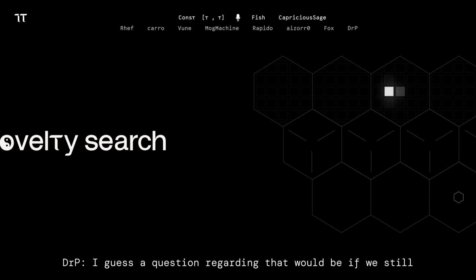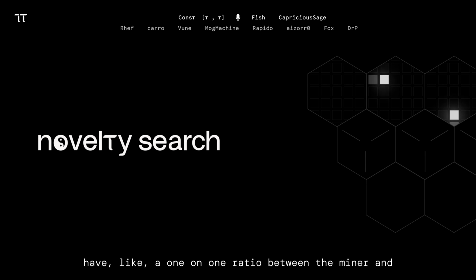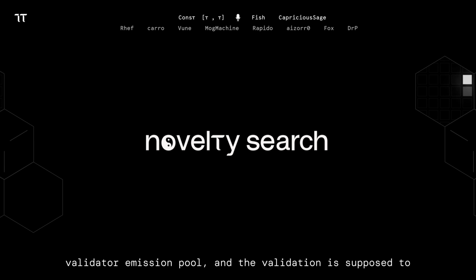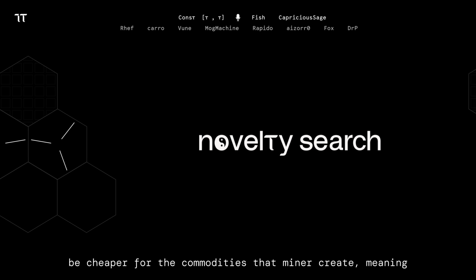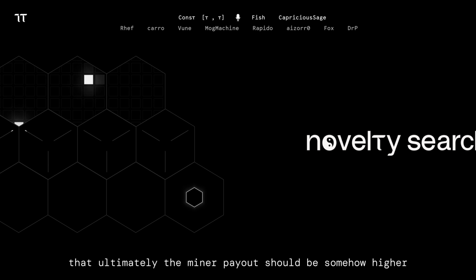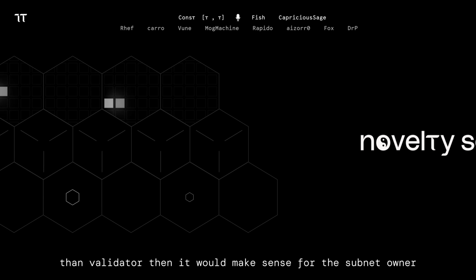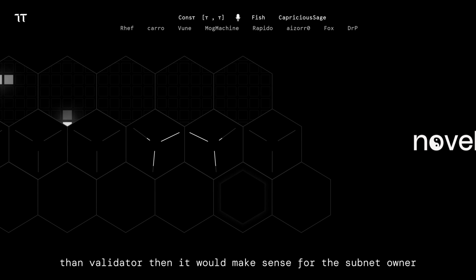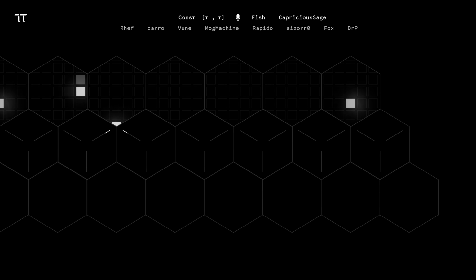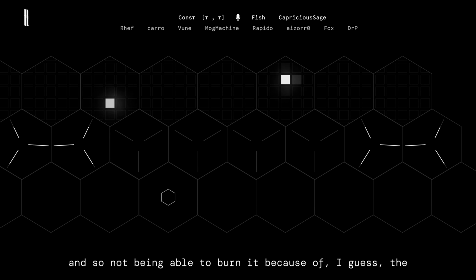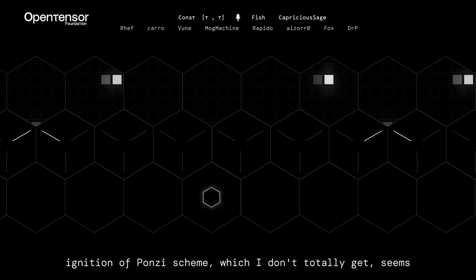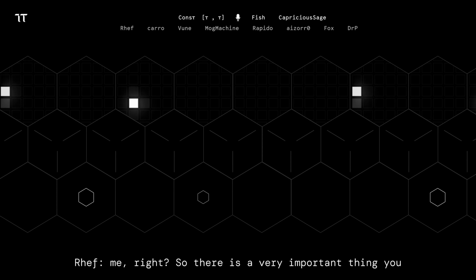I guess a question regarding that would be, if we still have a 1:1 ratio between the miner and validator emission pool, and the validation is supposed to be cheaper for the commodities that miners create, meaning that ultimately the miner payout should be somehow higher than validator, then it would make sense for the subnet owner to be able to reduce the validator payout. And so not being able to burn it because of, I guess, the ignition of Ponzi scheme, which I don't totally get, seems kind of counterintuitive to me.